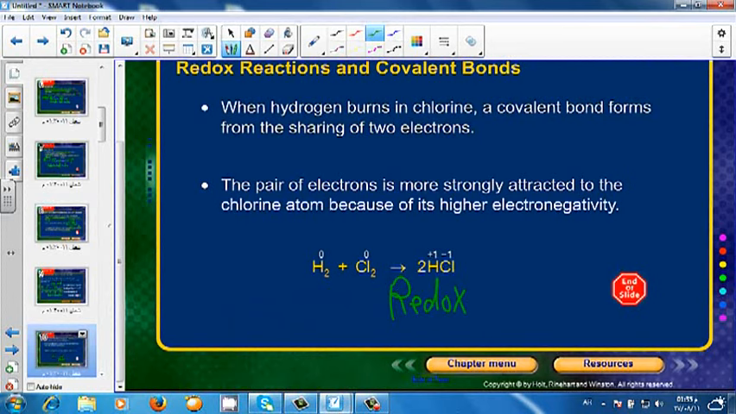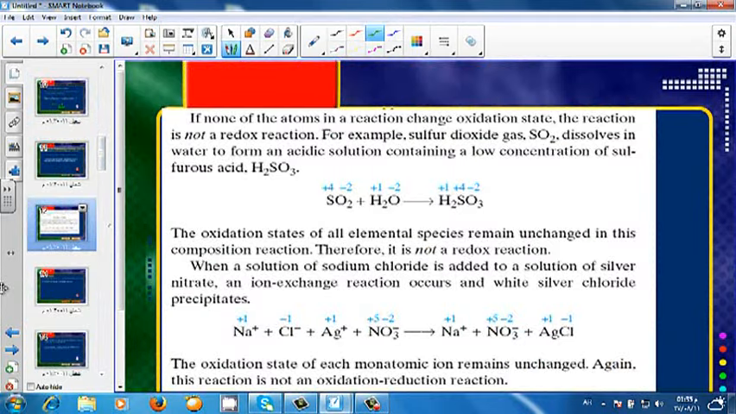But sometimes not all reactions are redox. Let's see this example. Sulfur dioxide with water gives sulfuric acid. When you calculate the oxidation numbers for each, you will find that sulfur has +4 here, +4 here, oxygen -2 here, -2 here, hydrogen +1 here, +1 here. So no change in oxidation state.